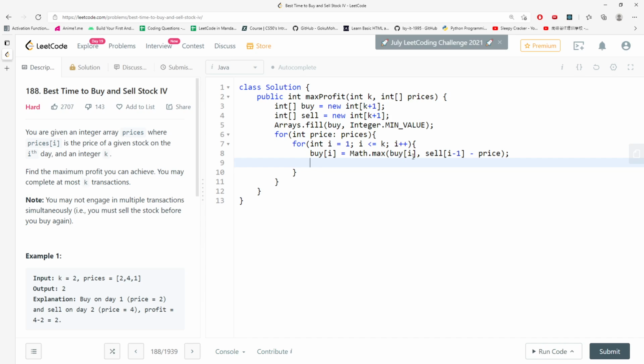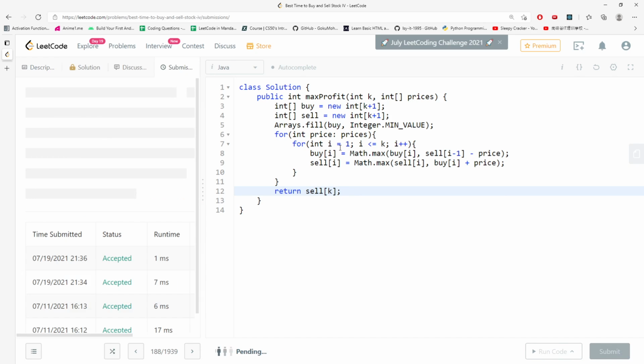So when you buy something, you lose money. Buy is the previous profit minus the price, because when you buy you lose money, right? So sell[i] is equal to max of sell[i], which is your current maximum, or buy[i] plus price. This is how you gain a profit, right? So you can return sell[k]. The last index from the sell array should be the maximum profit.